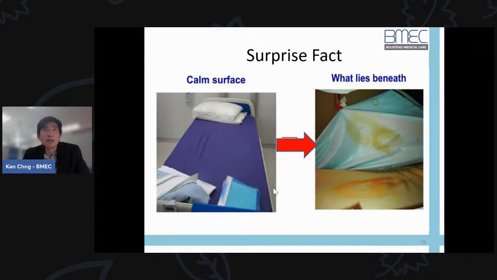Okay, this is what is happening in the hospital. You see a foam mattress that you're using in the hospital.